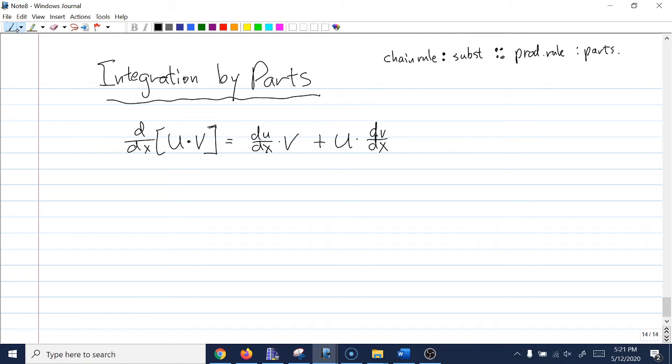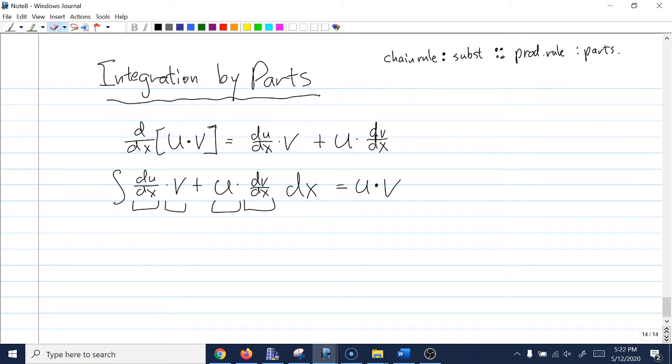That means, so if the derivative of this is that, then the integral of du dx times v plus u times dv dx, dx, must equal u times v. Well, it turns out this version of the integral by parts rule is way too specific to be useful. Having all four of those things lined up in exactly the right way so that you know the answer is just asking for a miracle to happen.